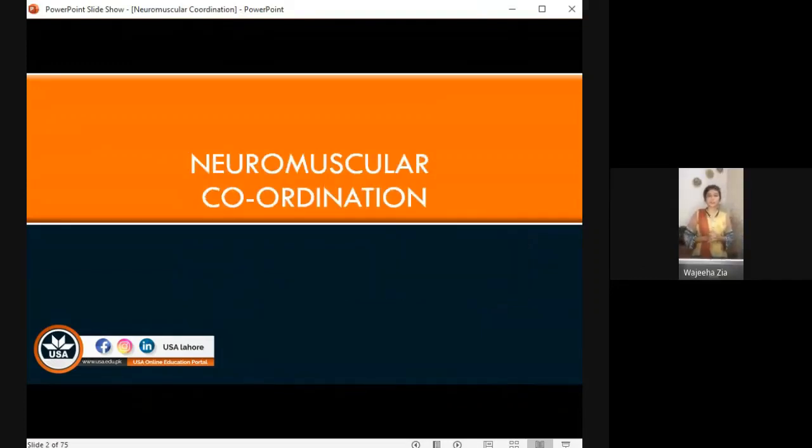Today I will start neuromuscular coordination. This is a very important aspect in our daily life. We are performing so many activities from day to night, like brushing our hair, brushing our teeth, eating something, walking, driving our cars, boys riding their bikes, delivering lectures, writing something, using your mobile phone.